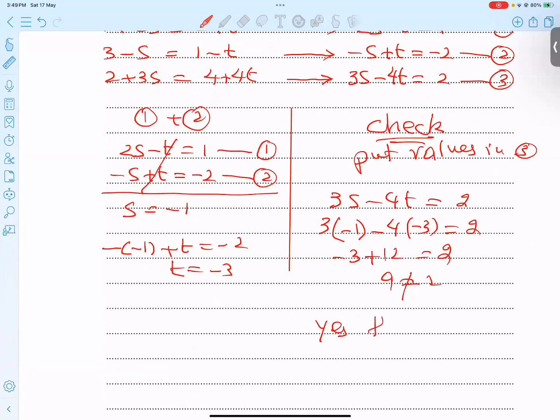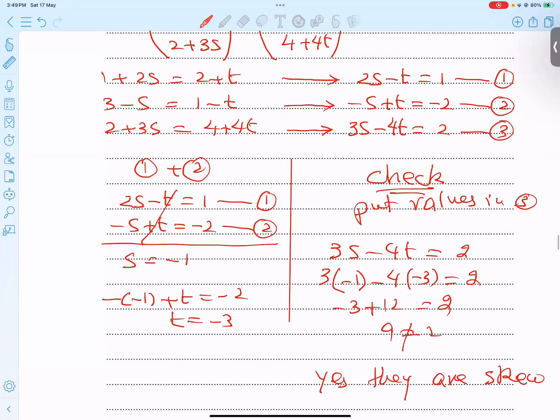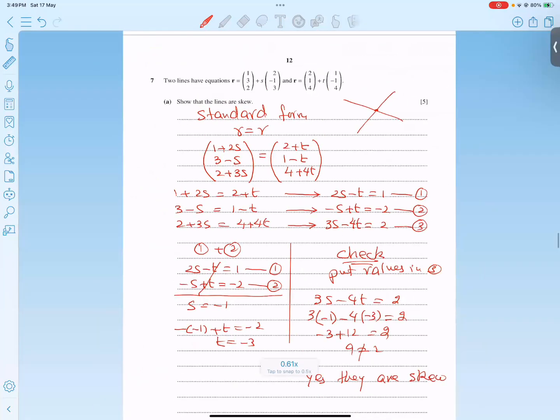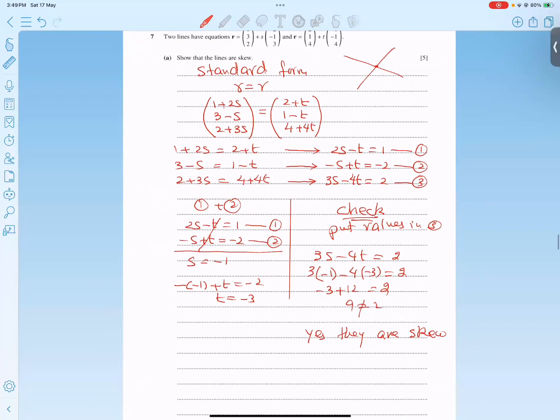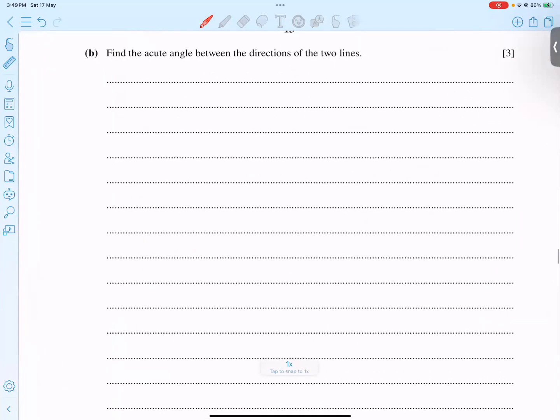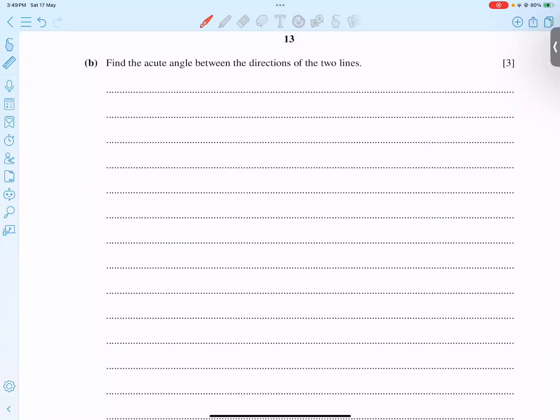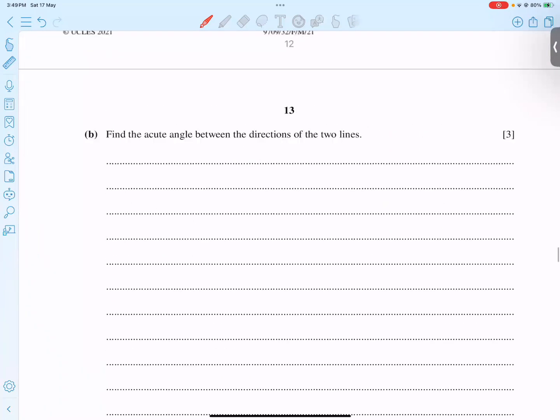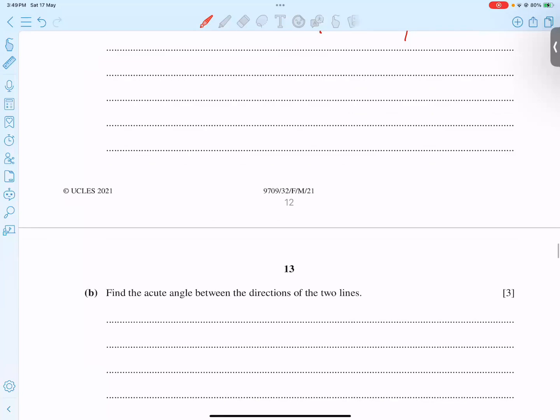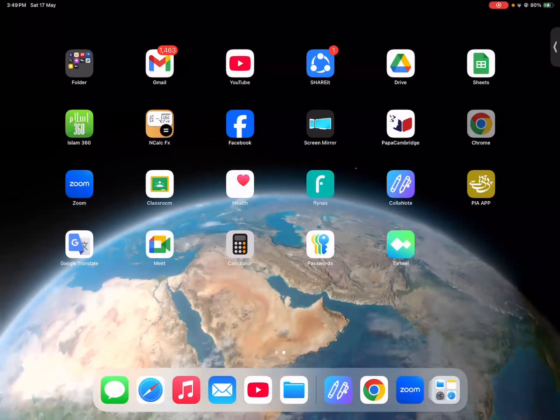Or you can say, yes, they are skew. And we know very well skew lines never intersect. I think the point is very clear. And let's go for the next part. He is asking, find the acute angle between the directions of the two lines. Though they do not intersect, how do we find the angle? I go back to the definition.